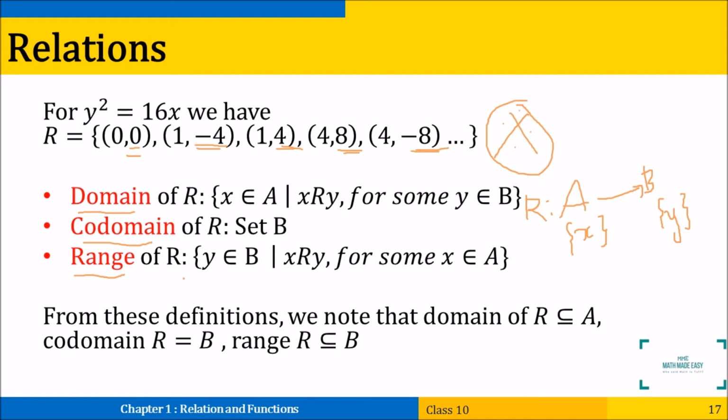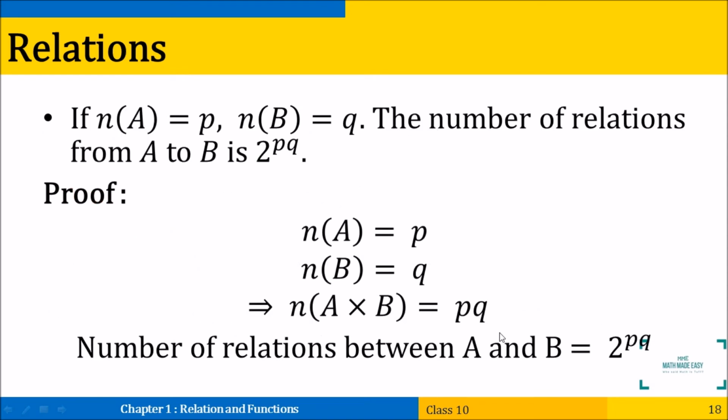So let's look at some proofs in relations. Let n of A equal P and n of B equal Q. That is, the cardinality of set A is P and the cardinality of set B is Q. Then the number of relations from the set A to B is 2 to the power P times Q. So let's prove it.